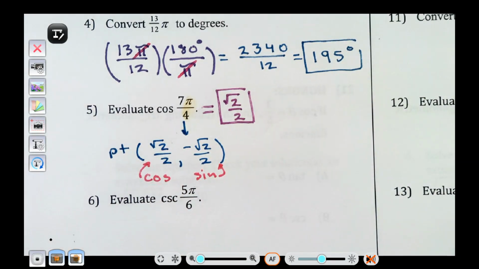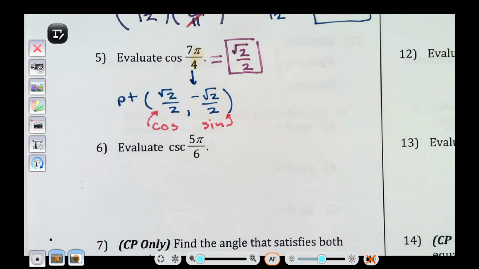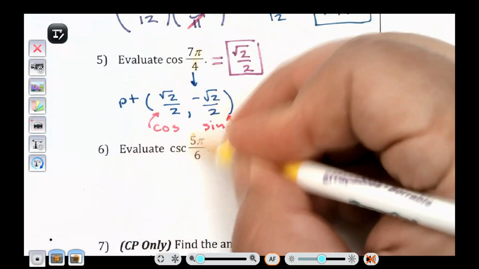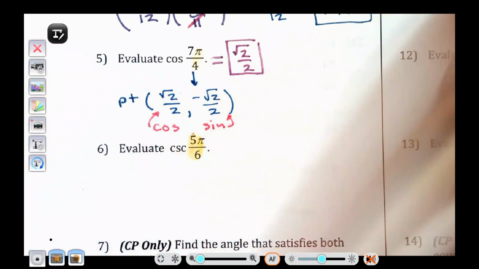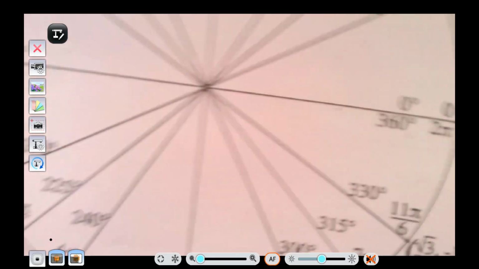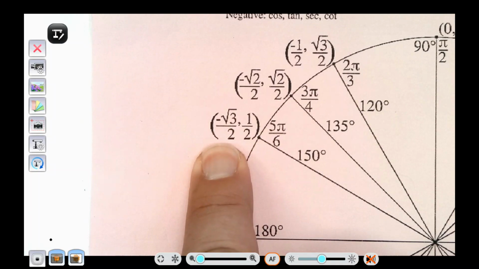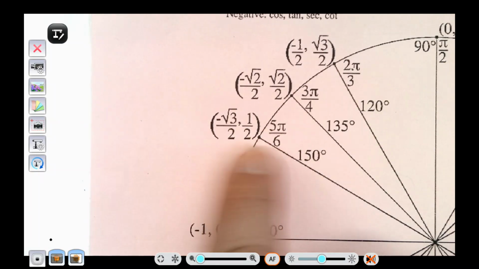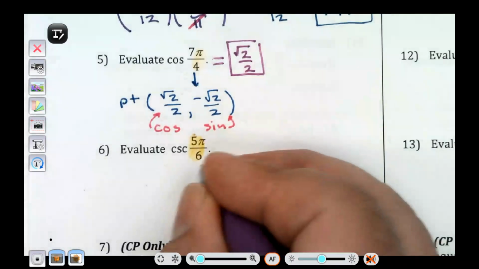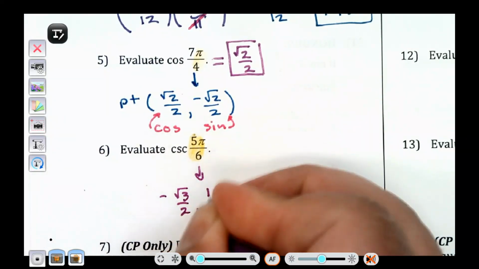Let's try that again. Now this one says cosecant. This one's a little bit different, but I'm not going to change my technique. I am going to look for this angle in my unit circle. So I go to my unit circle. I'm looking for 5 pi over 6. Let's try to find it. All right, so here it is, 5 pi over 6. So I'm going to use the point negative radical 3 over 2 and 1/2.